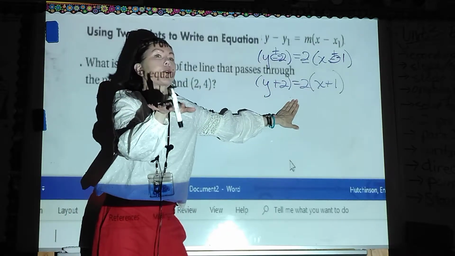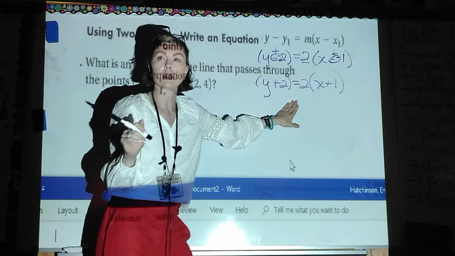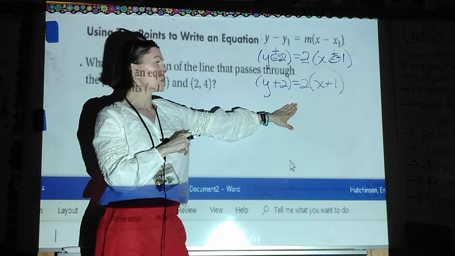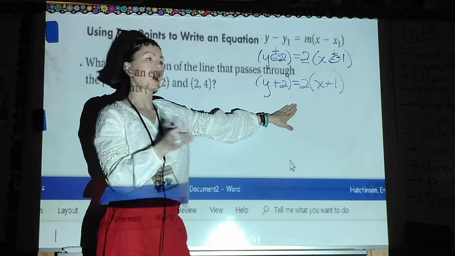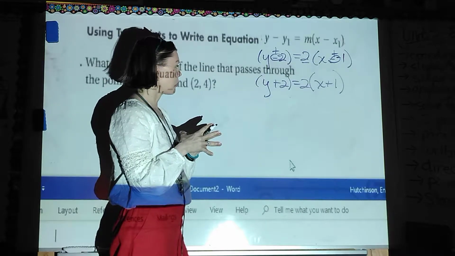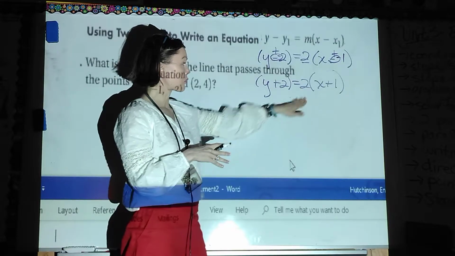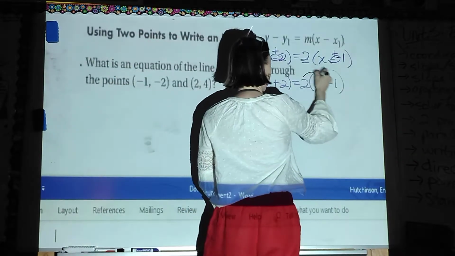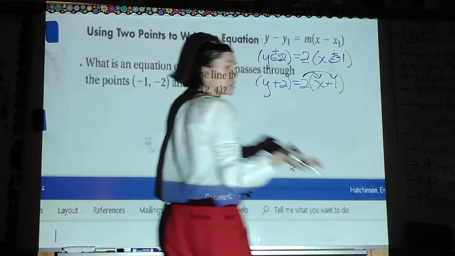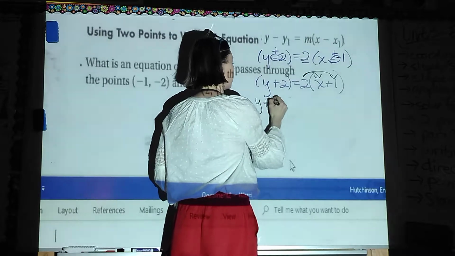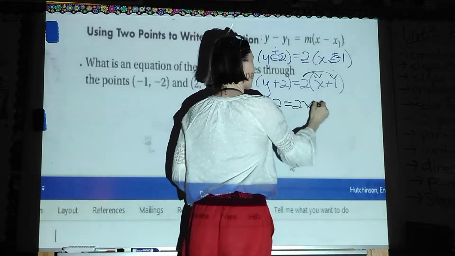Then, just for fun and giggles, okay, solve in slope intercept form. Solve for y. How would we do that? Well, we clearly have the distributive property here. Okay, so let's go for it. Let's just go for it on the spot. Okay, wasn't going to do this, but here we're going with it. Okay, so bring down your y plus 2 equals 2 times x plus 1.